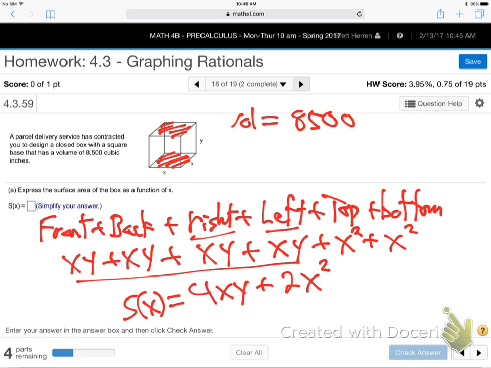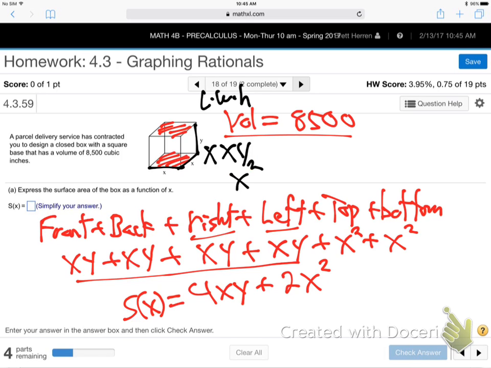So that's the surface area in terms of x and y. But they don't want the y, so what am I going to do? Come up here. There's the other relationship I haven't used. Volume. What's volume of a cube? Just the three sides. X times x times y. Length times width times height. We good with that? Length times width times height. So it's x and y.